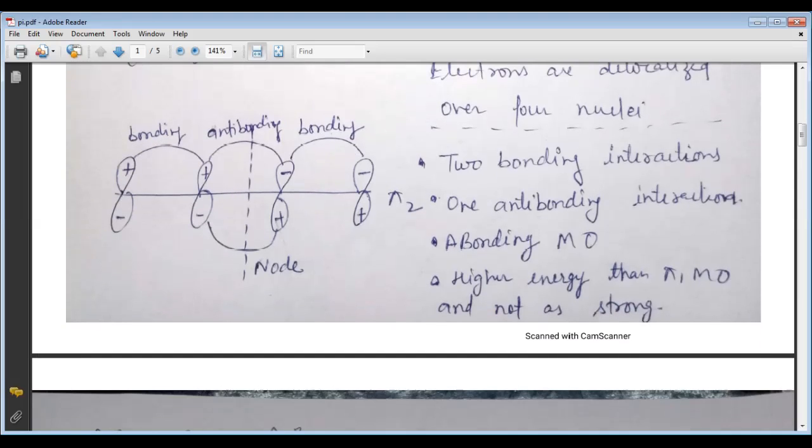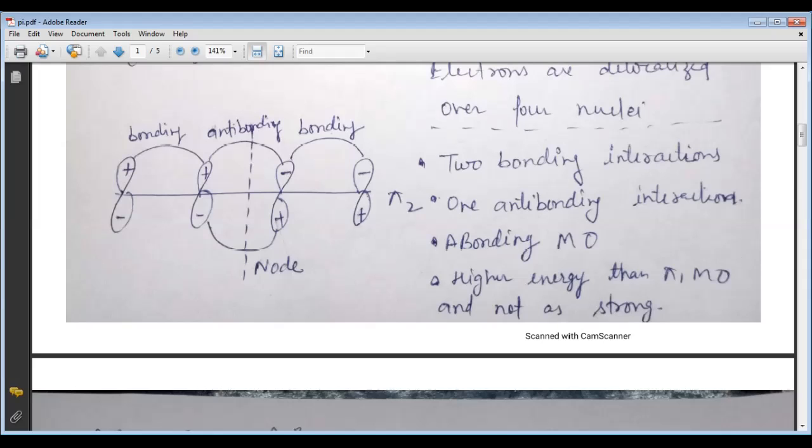So here we can see there is one node present. Okay, so one node is present, it means there is an antibonding orbital. So we can say this is the plus phase and there is the minus. So this is where the antibonding molecular orbital is formed. And we can see again there is a bonding orbital, and here again a bonding orbital.